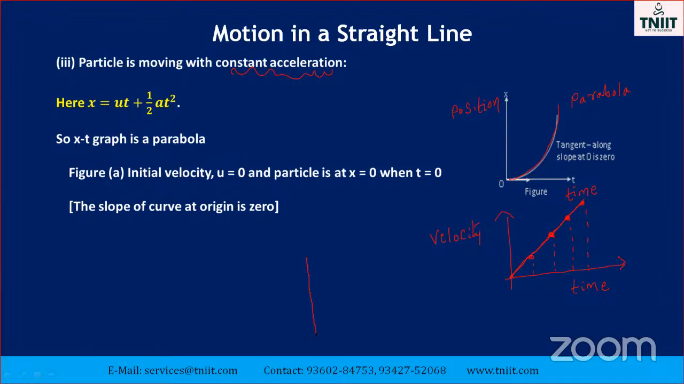Can you tell me what will be the acceleration time graph? Since acceleration is constant, you can draw parallel to x-axis. So acceleration time graph will be parallel to x-axis. Got it? So if any particle is moving with a constant acceleration, this is the position time graph, velocity time graph, and the acceleration time graph.